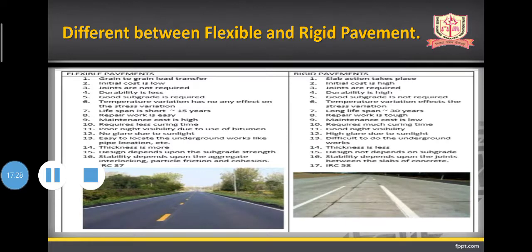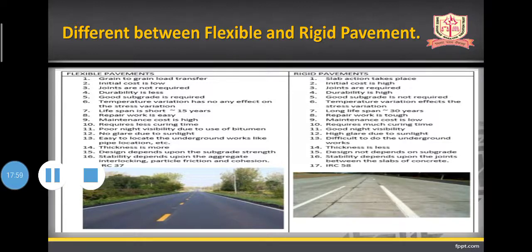In a flexible pavement, the grain to grain load is transferred, and in a rigid pavement, the slab action takes place. It means in a flexible pavement, each and every layer, or each and every material in that layer, will take or bear that load. But in a cement concrete road, or in a rigid road, only the slab is the one important layer which bears the load.